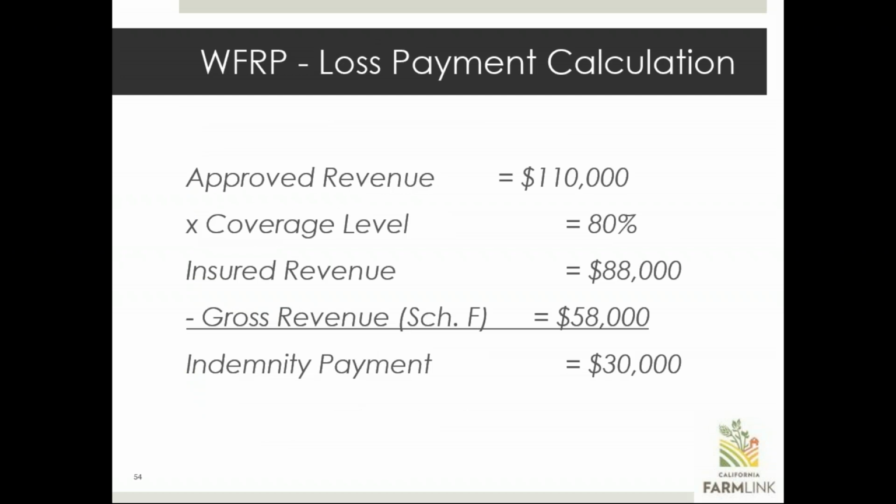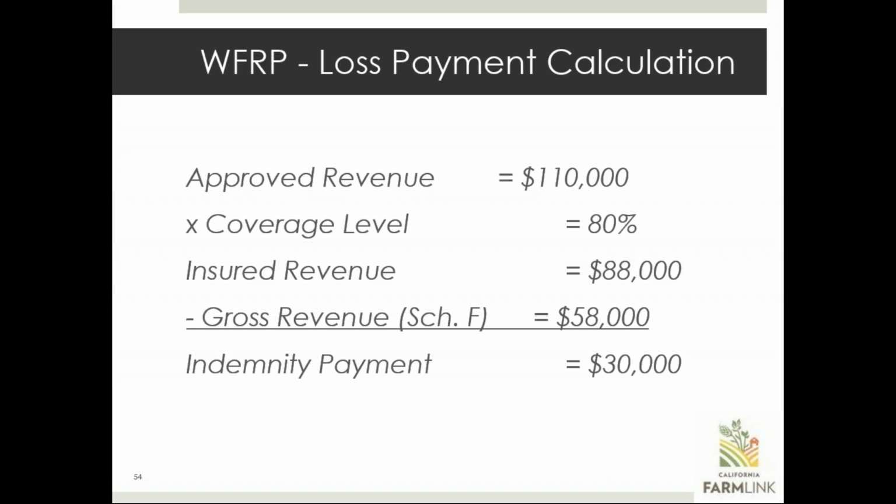if you qualify for the insurance and you've got the records, record keeping and filing Schedule Fs for your taxes as a farm business is essential to be able to access this type of insurance. But in this particular case, someone that was expecting to have $110,000 in revenue, but only had $58,000 in revenue, because of the insurance coverage that they had through the Whole Farm Revenue Protection program, was able to get an indemnity payment of $30,000.